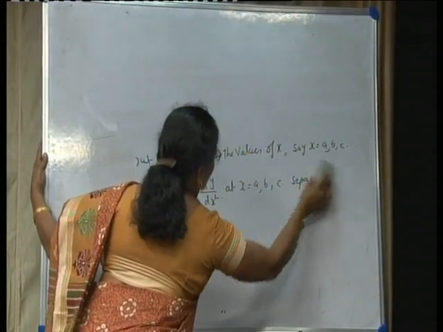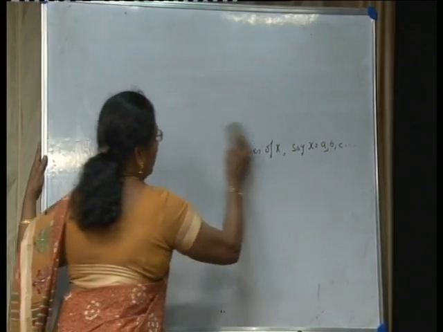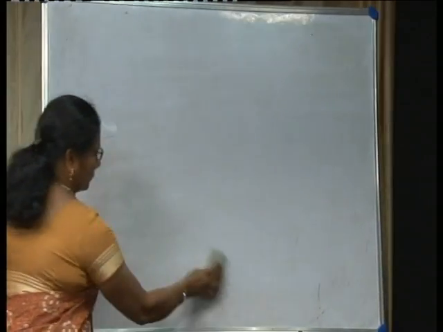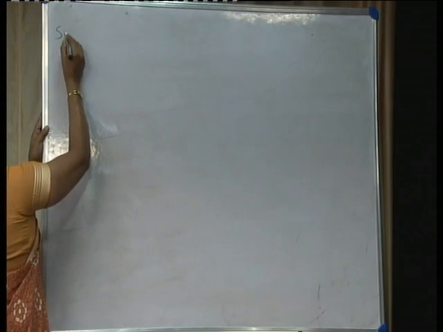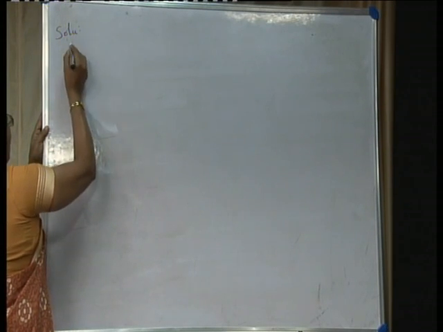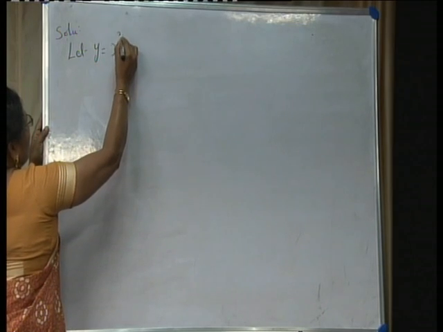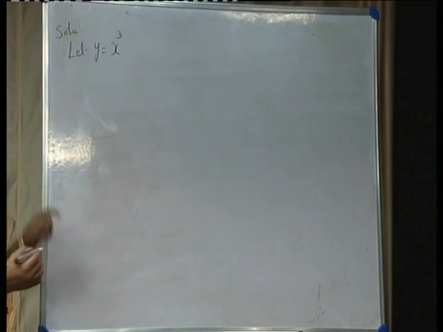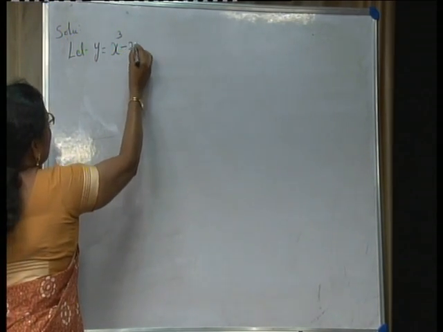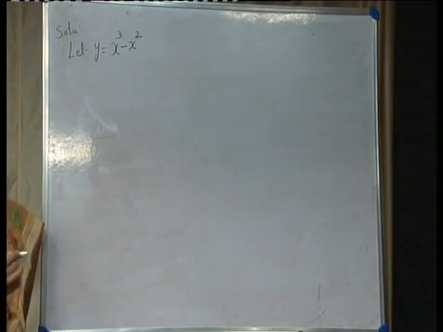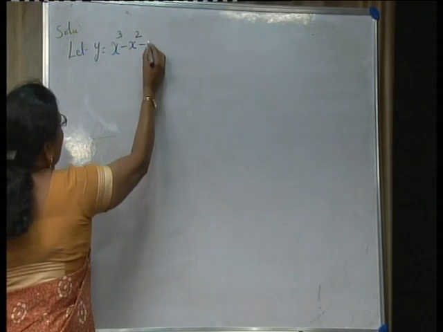Find the maximum and minimum values of the function x cube minus x squared minus x. Solution: let y is equal to x cube minus x squared minus x.